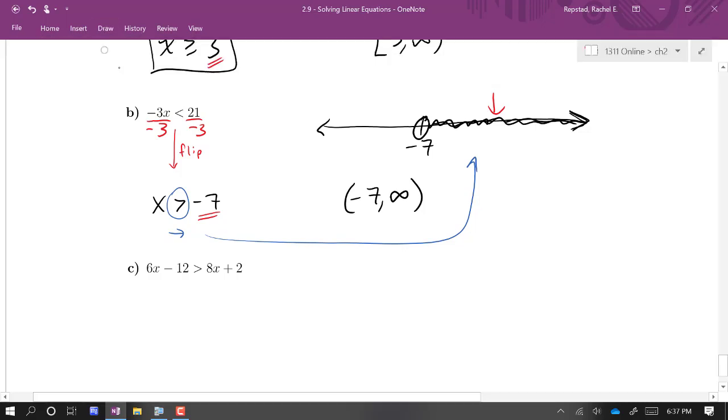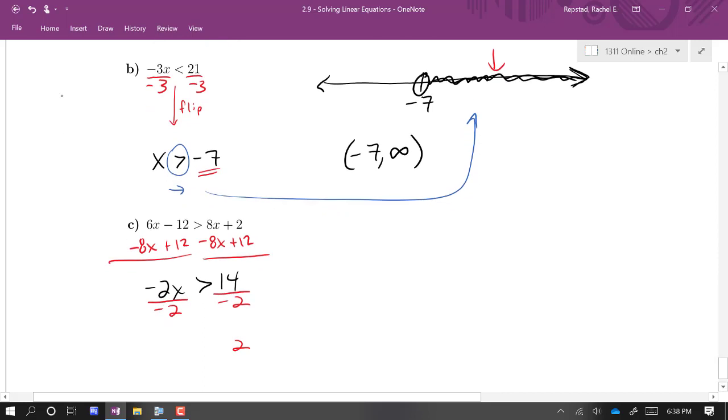So let's solve this. We're going to subtract 8x from both sides. We're going to add 12 to both sides. And that leaves us with the inequality negative 2x greater than 14. And now we're going to divide both sides by negative 2. And when I do that, I'm going to have to remember to flip that inequality sign, so x is less than negative 7.